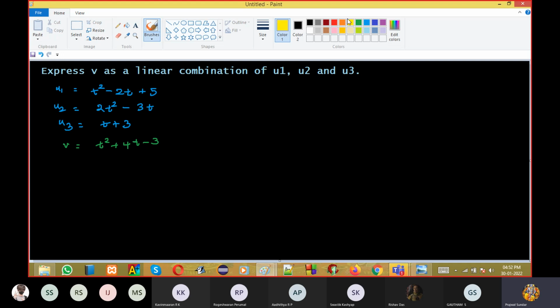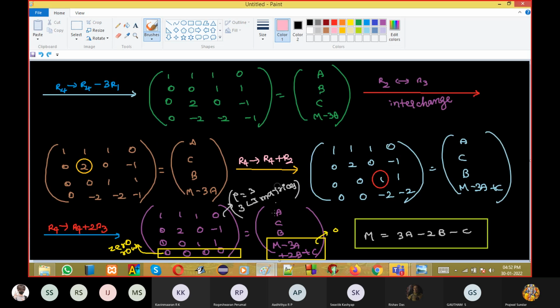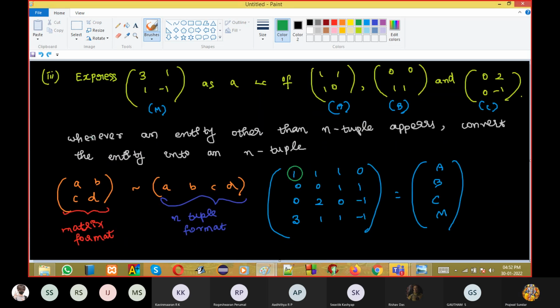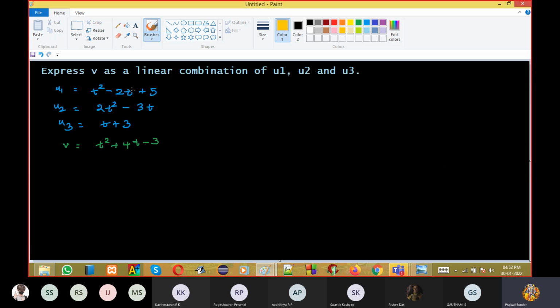How will you do this then? Listen carefully. What I told you, this rule you should remember. Where is the rule? Here: whenever an entity other than an n-tuple appears, convert the entity into an n-tuple. Simple. So now tell me ideas. How can I convert this to an n-tuple? Can I write u1 as (1, -2, 5)? I can write like this, right? I'll just write in general.